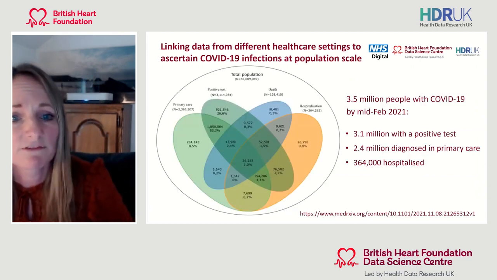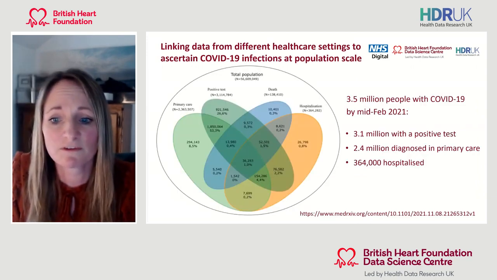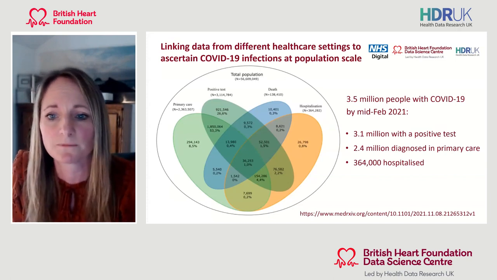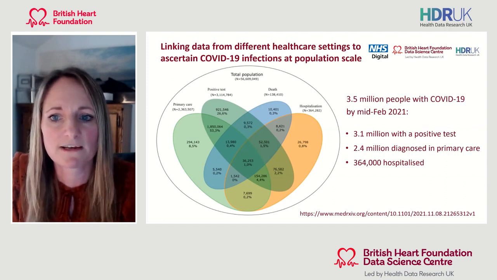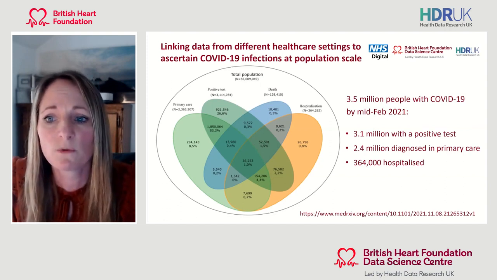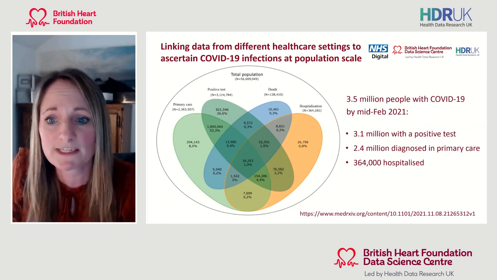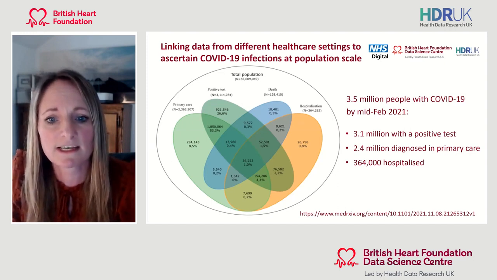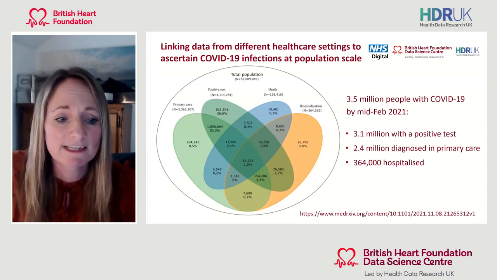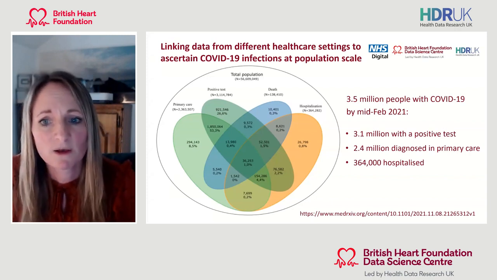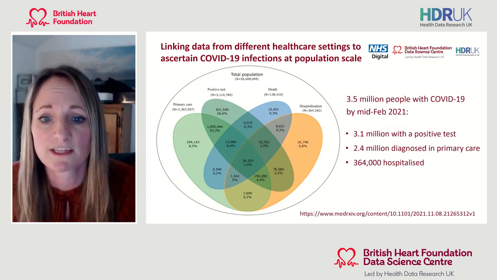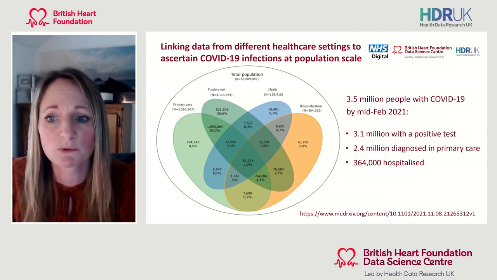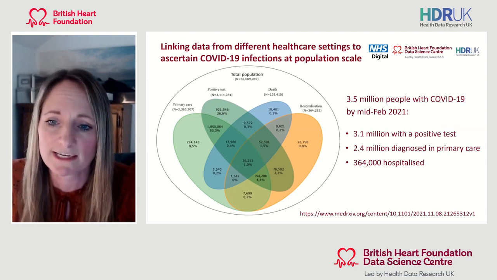Likewise, linking data from different healthcare settings is essential for providing a full picture of COVID-19 infections across the population too. We've identified 3.5 million people with COVID-19 by mid-February 2021, concording well with the Public Health England official statistics. 3.1 million of these were identified as people with a positive test, whilst 2.4% were diagnosed in a primary care setting. And you can see that there's around 8 to 9% which were only reported in the primary care setting.